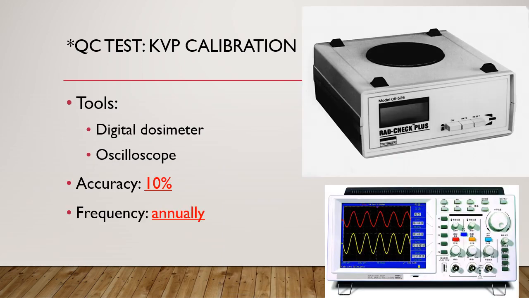For kVp calibration, one of the tools is the digital dosimeter. An oscilloscope could also be used, which is able to look at the wave pattern itself. The accuracy is plus or minus 10%, and the frequency is annually.